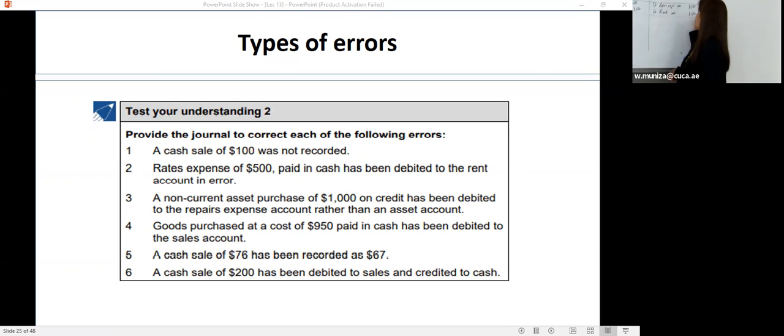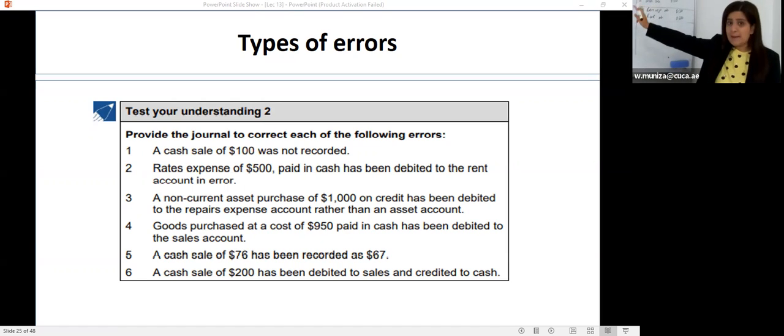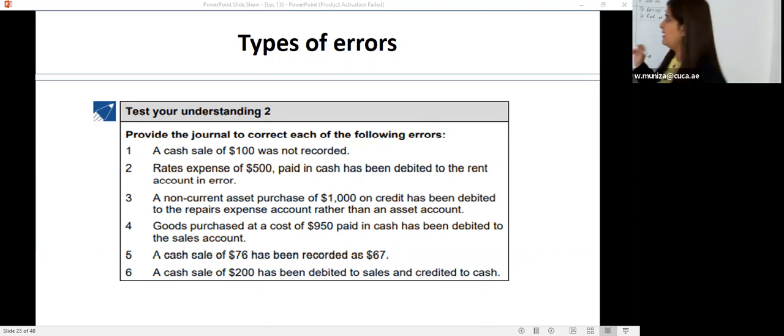And cash should have been credited, and we have credited it already. So there is no mistake in the cash account. We should have debited rates, but we have not. So we have debited it. We should not have debited rent account, but we have debited it. That is why we have credited it. So this is the rectified accounting. Then students, this type of the error is error of commission. Then students, the next type, a non-current asset purchases.